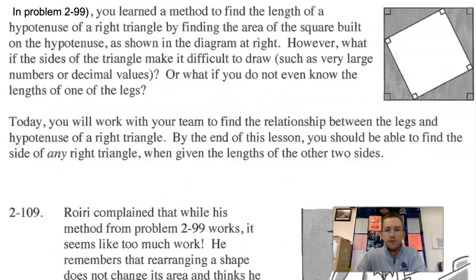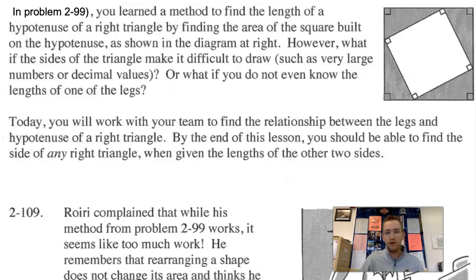The problem that we just worked through, that method will work for any right triangle. If we want to find the area of the inside square, we can use that to find the hypotenuse. But that can be kind of convoluted and complicated if we don't have nice whole numbers, or if the drawing is really, really big and we can't fit it onto our paper. So the overall goal today is to figure out a method that we can use to find the side lengths of any right triangle when given the other two sides.